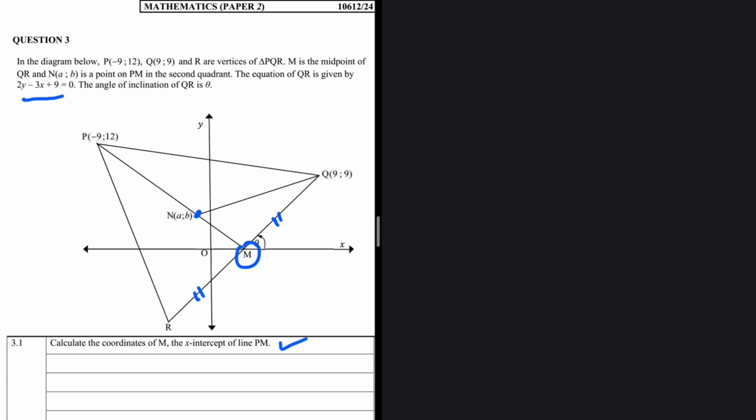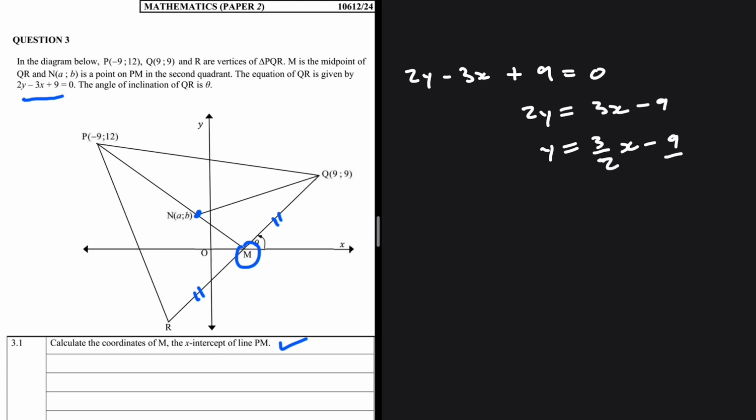And M is the midpoint of QR. So M lies on PM and it also lies on QR. So we can use the equation of QR to find the coordinates of M. So the equation of QR, we have 2y minus 3x plus 9 equals 0. So we can make y the subject of the formula, even though it's not really necessary. We'll get 2y equals 3x minus 9. So y is equal to 3 over 2 x minus 9 over 2.